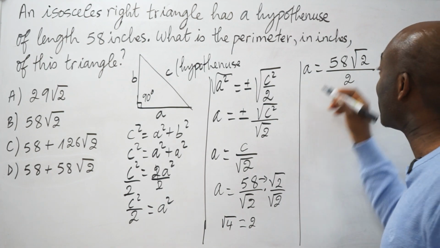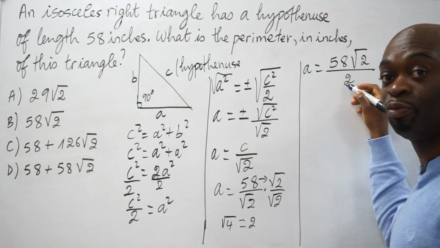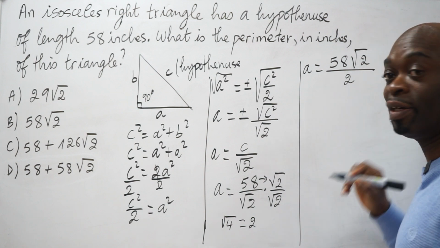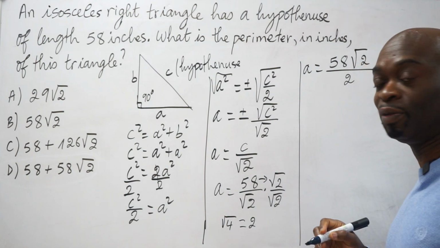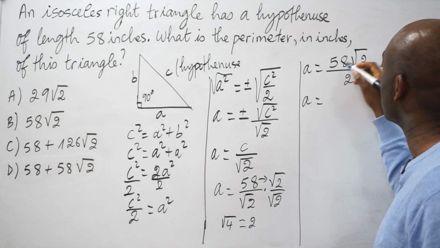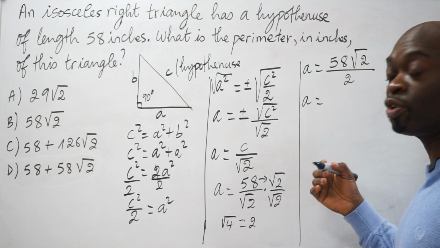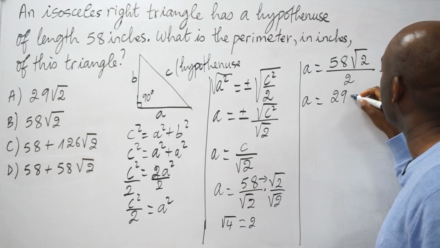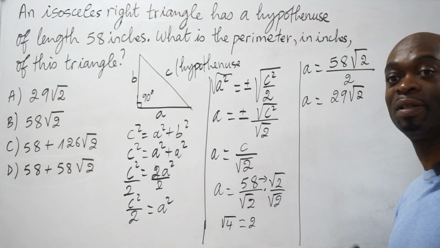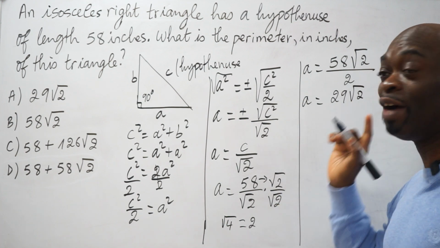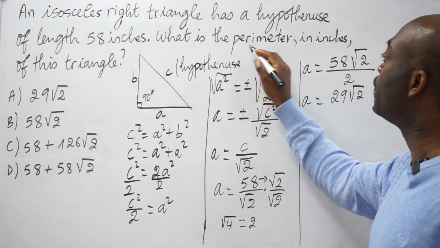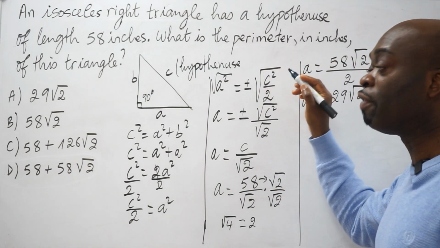What can we do here? We can simplify 58 and 2. We can do that, but we cannot do it with this one because this one carries the radical, all right? So A then equals to 58 divided by 2 is going to give us what? 29. So we end up with 29 square root of 2. That is A. Now, do not forget, what are we solving for? The perimeter. So we're solving for the perimeter.